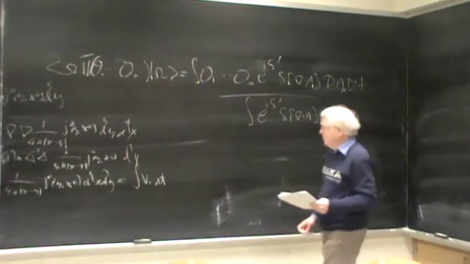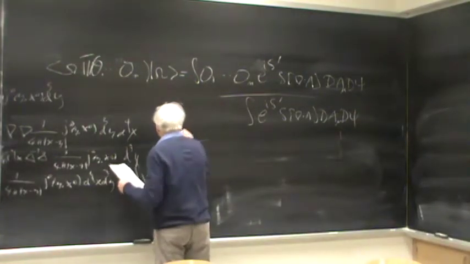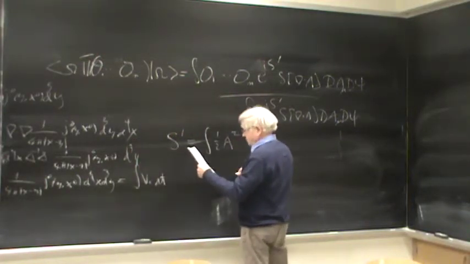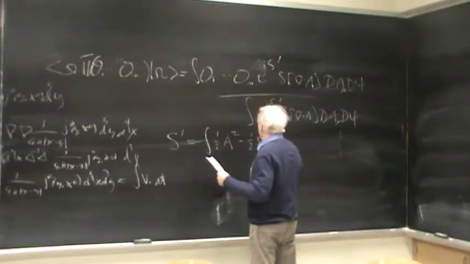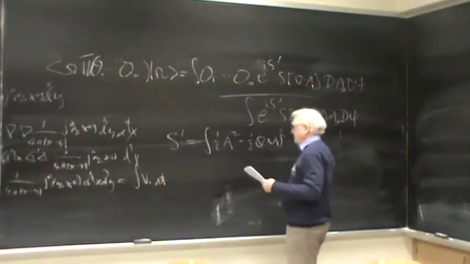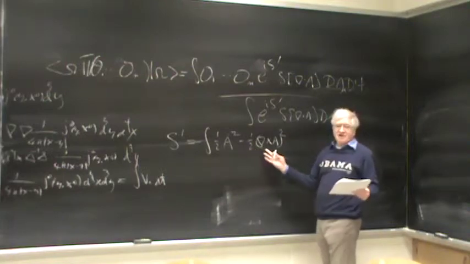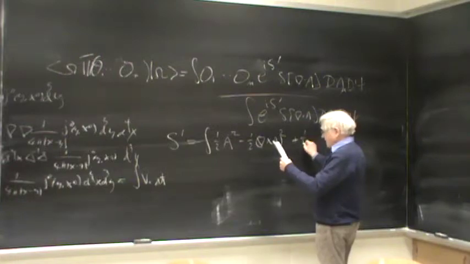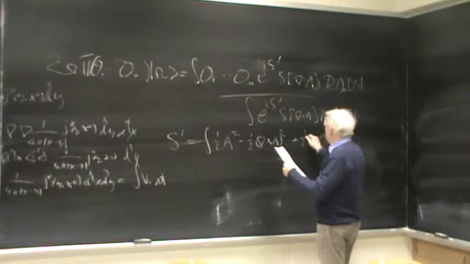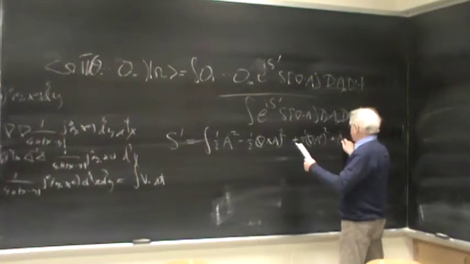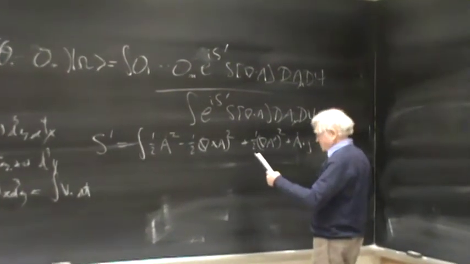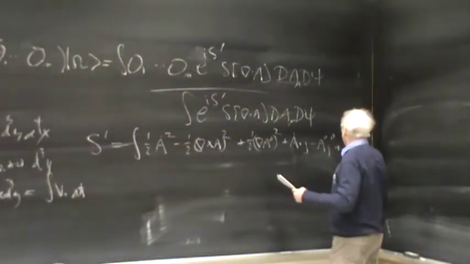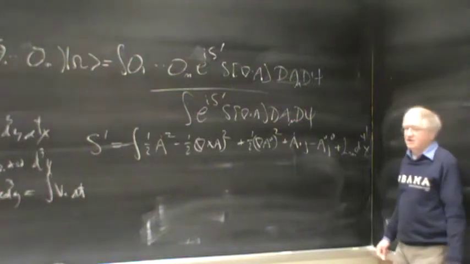Where now, what is S prime? S prime has a nicer shape to it. S prime now is 1/2 A dot squared, which was there, minus curl of A squared. So that's E squared minus B squared in the Coulomb gauge. But then there is plus 1/2 grad A0 squared plus A dot J, which was always there, then minus A0 J0, and then plus the action density of the matter fields.